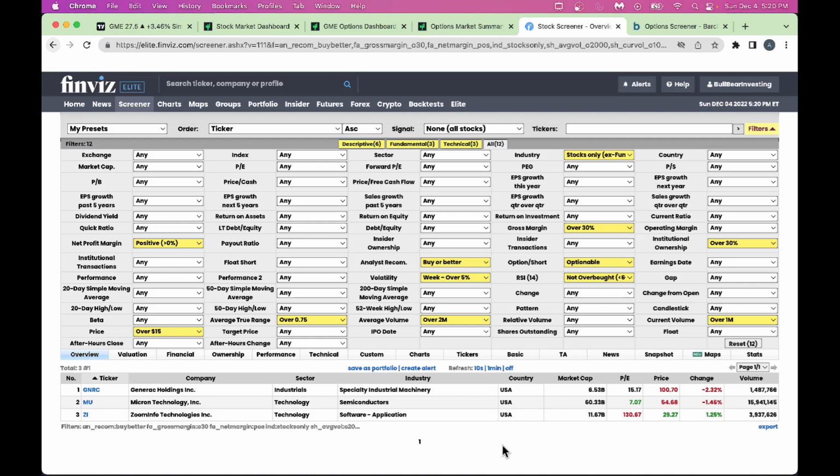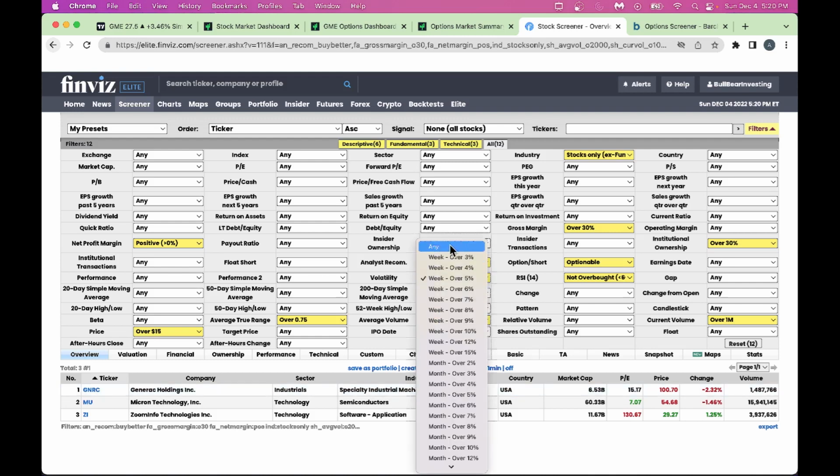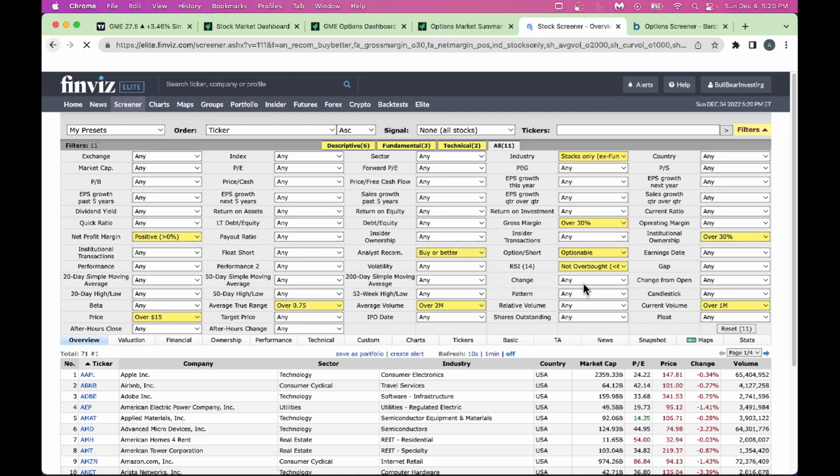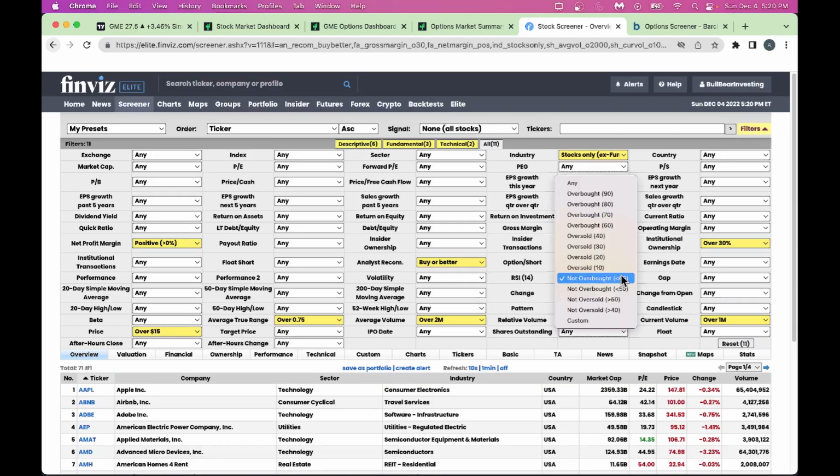Sometimes you want to buy put options, no problem. Again, when you want to buy put options, you can change this to any for now here, and instead of oversold, you could say overbought. When you want to buy put options, you want to look for stocks which are overextended. So you could say overbought 70 here. I want to at least look for RSI 70 or higher.